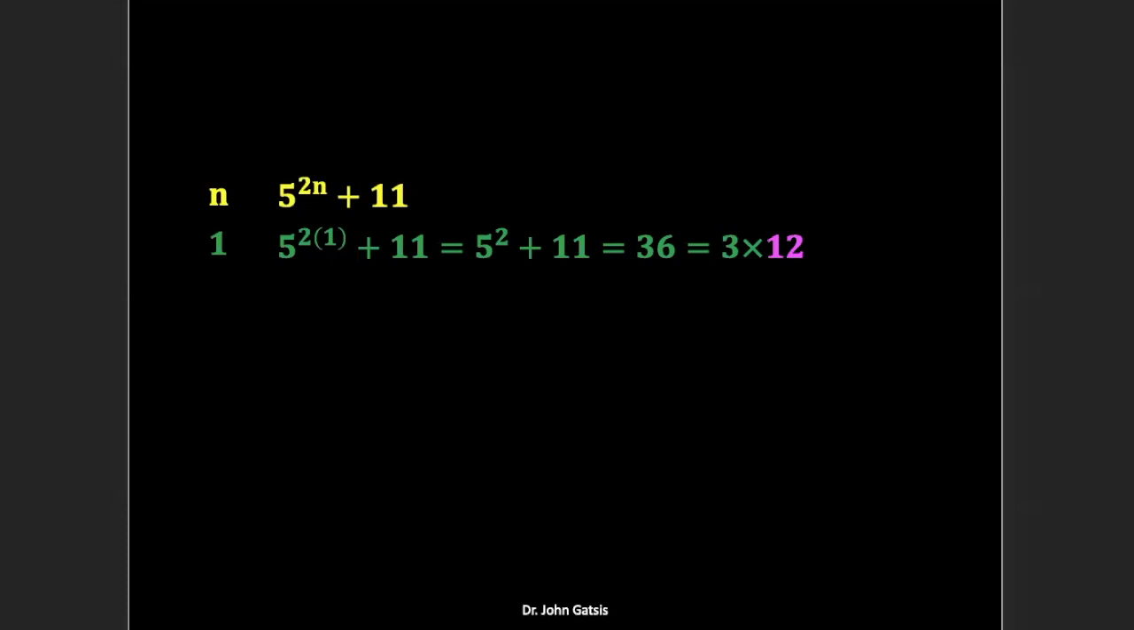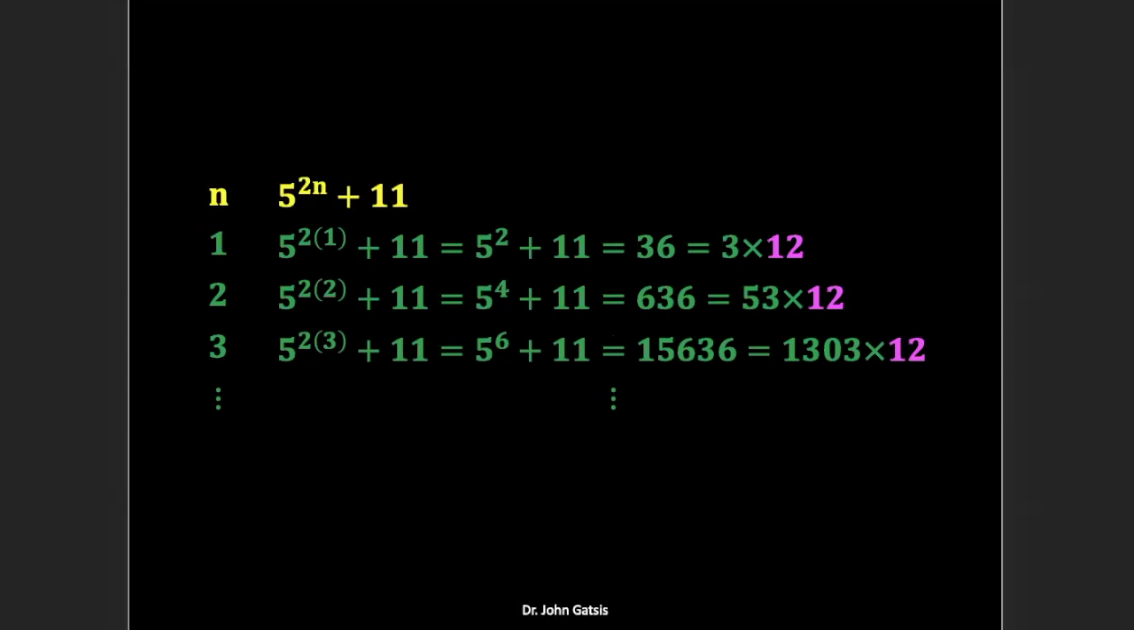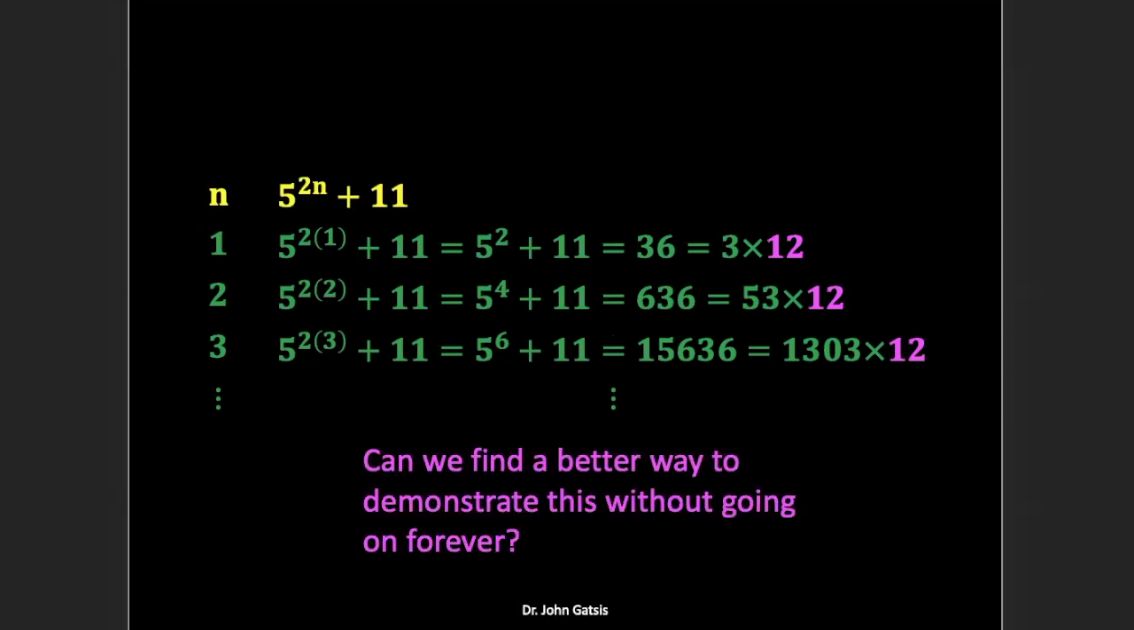Okay, let's try that with another value of n. How about n equals 2? In this case, you get another multiple of 12. It's 636, and that's 53 times 12. We could go again and try that with 3, and you'll see again the answer is a multiple of 12. But really, do we want to sit there and go forever to prove that it's always a multiple of 12 for any value of n?